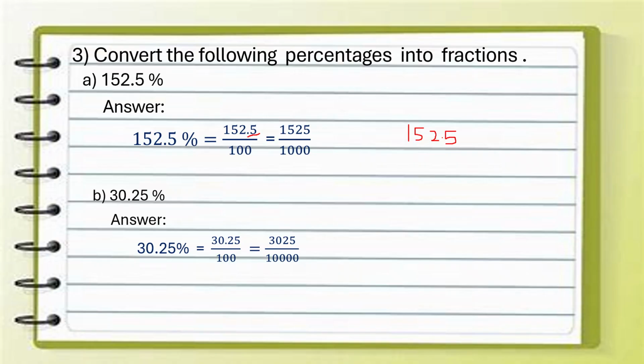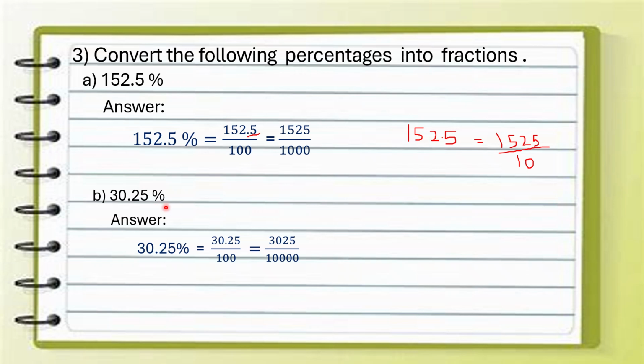So 152.5 we can write as a fraction as 1525 by 10, right? Already the denominator we have is 100. So 100 into 10 is 1000. So the answer is 1525 by 1000.